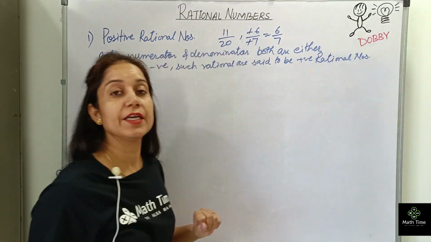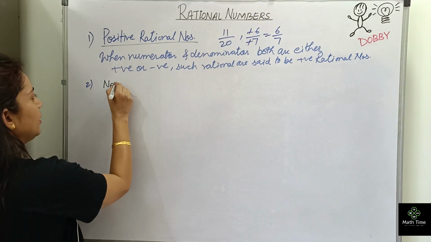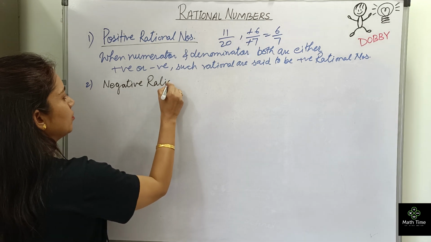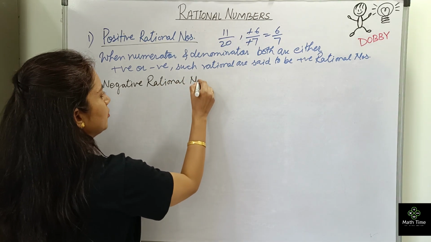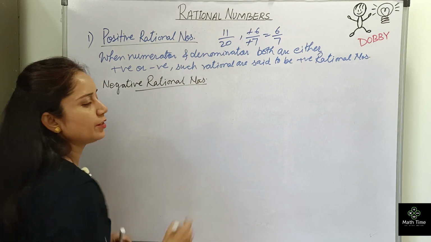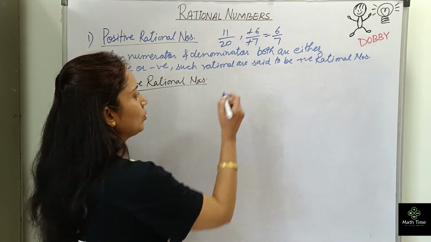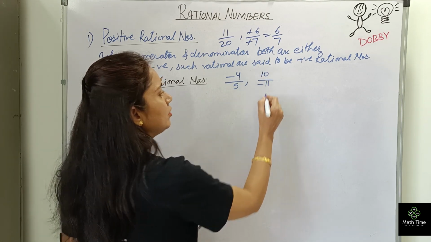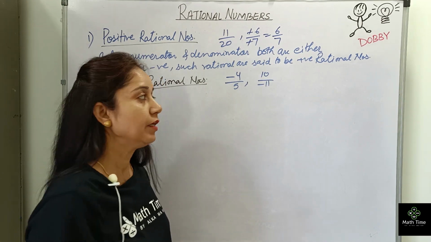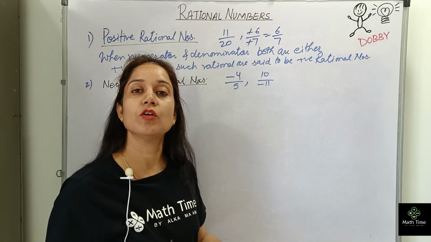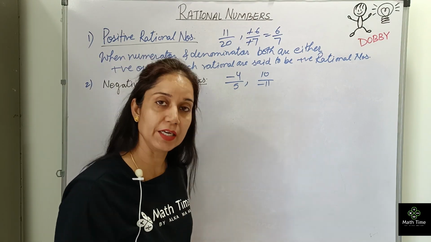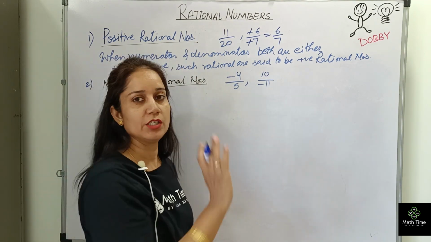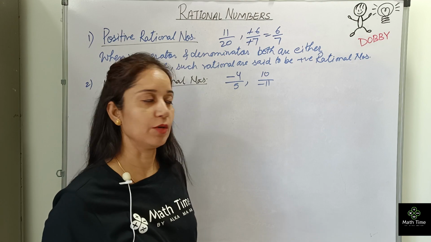Now next is negative rational numbers. Now which rational numbers are said to be negative rational numbers? Let us see the example. Minus 4 upon 5, 10 upon minus 11. What do we observe here? Here, one of the numerator or denominator, one of them is negative. Either numerator is negative or the denominator is negative. Such rational numbers are said to be negative rational numbers.